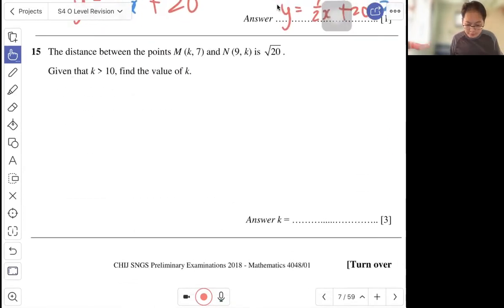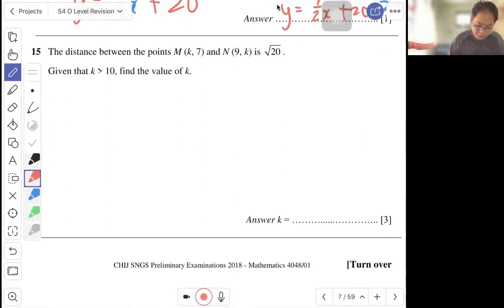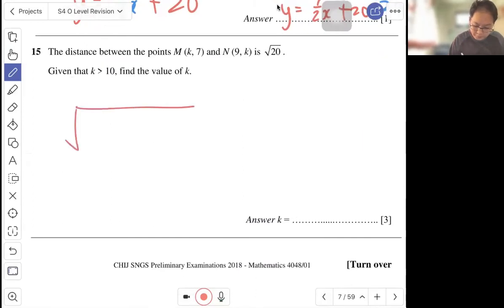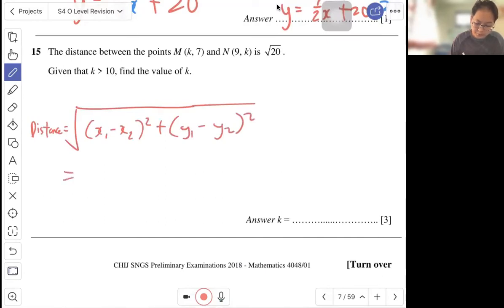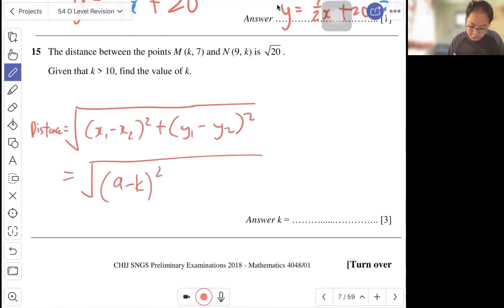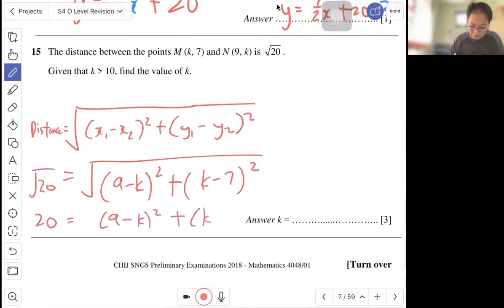Question 15, find the distance between these two points. The formula is the same as Pythagoras theorem. So the distance equals the square root of x1 minus x2 bracket squared plus y1 minus y2 squared. So square root of 9 minus k bracket squared plus k minus 7 bracket squared. The distance is square root 20, so 20 equals 9 minus k bracket squared plus k minus 7 bracket squared.